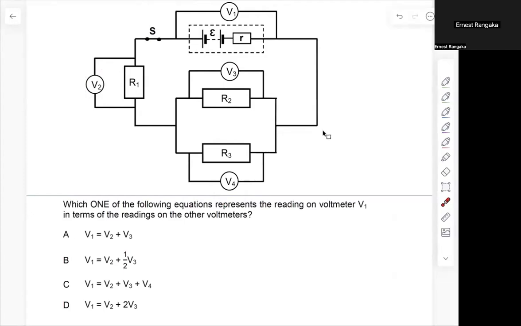So the question is going to be, A, are we saying V1 equals V2 plus V3? Or is V1 equal to V2 plus half of V3? Or is V1 equal to V2 plus V3 plus V4? Or is V1 equal to V2 plus 2V3? There's the question. I'm going to give you guys 2 minutes to quickly try it. What do you think is the correct one? Simply write A, B, C, or D.